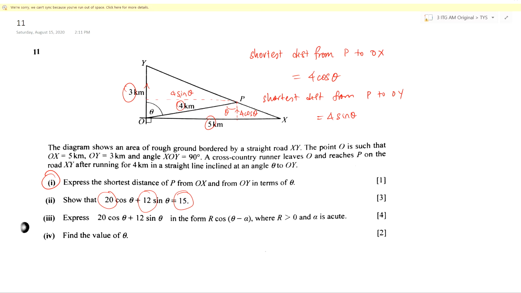Turns out we can. If we look at the large triangle OXY, its area is found by half times 3 times 5. And this large triangle is subdivided into 2 smaller triangles, the first of which, YOP, we can use half times 3 times 4 sine theta to get the area. And similarly for the other triangle OXP, half times 5 times 4 cosine theta. So if we add these two areas up, we are supposed to get 15 over 2. So let's try that out.